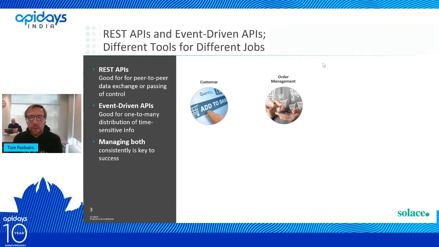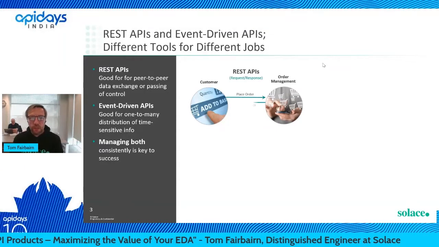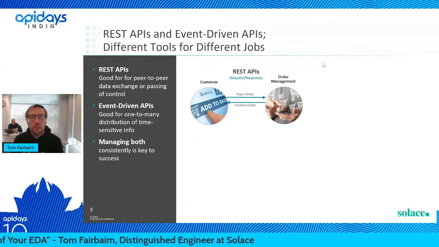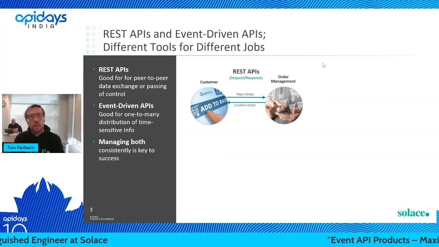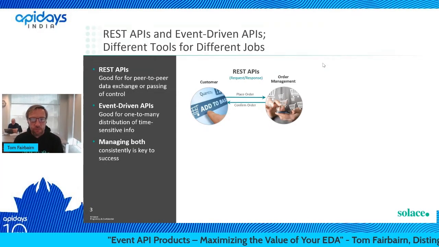So we have an order management system that's running our e-commerce website. Typically, how the customer is going to interact with that is over a REST API, right? This is request response. As a customer, I've got to place an order, and I'm expecting reasonably quickly back a confirmation that you've got that order. That's a great example of a synchronous REST API interaction.